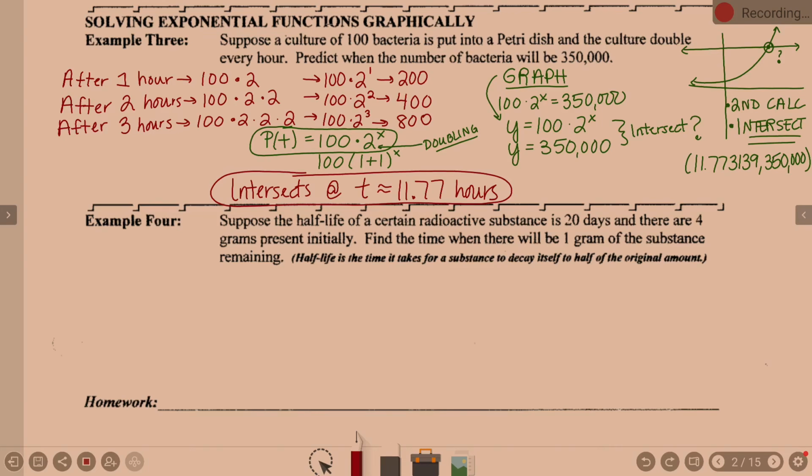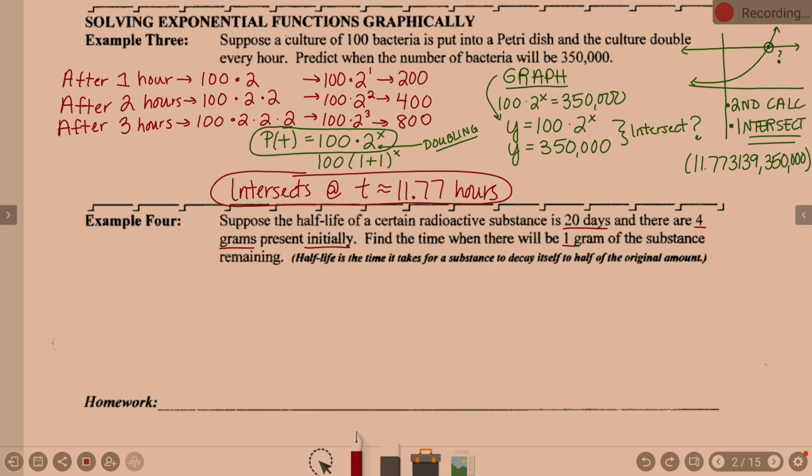Example 4. Now we get to talk about half-life. Suppose the half-life of a certain radioactive substance is 20 days, and there are 4 grams present initially. Find the time when there will be 1 gram of the substance remaining.